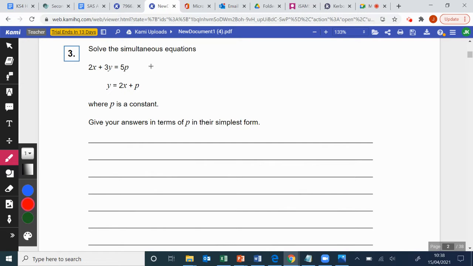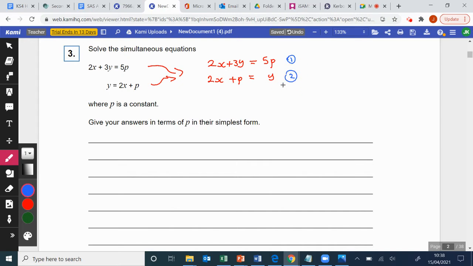So, looking at these equations, we've got 2x plus 3y equals 5p and y equals 2x plus p. Conveniently, we've got 2x in both of these equations. So if I write 2x plus 3y equals 5p, and with this other equation, I'm going to write it as 2x plus p is equal to y. Okay, so I'm going to call this one equation 1 and this one equation 2.